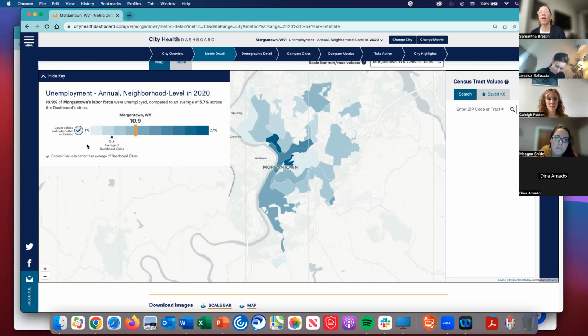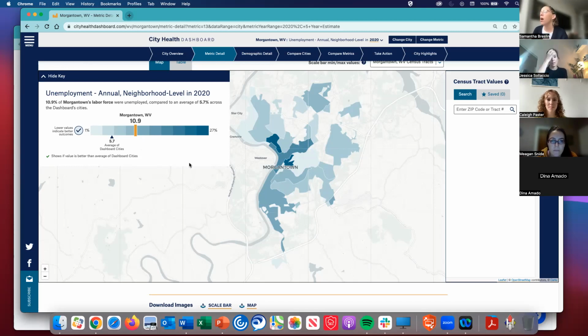But for a measure like high school completion, for example, of course, you want more of your students, more of your adults having graduated high school or gotten a comparable degree. So the lighter colors would be on this side of the scale bar. And then this gold bar tells us the city or the census tract value for that metric.